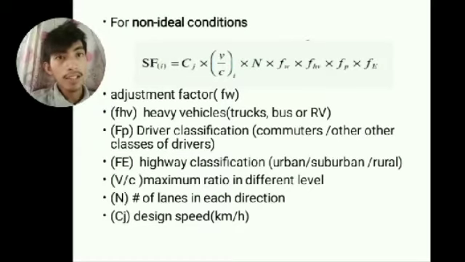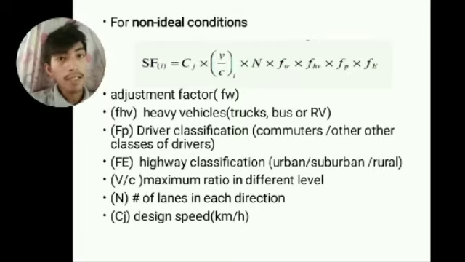For non-ideal conditions, we have the formula SF equals Cj times Vc times N times Fw times Fhv times Fp times Fe. Fw is what we call the adjustment factor. Fhv is the heavy vehicles factor, where we determine whether they are trucks, buses, or RVs. Fp is the driver's classification, either commuters or other classes of drivers.